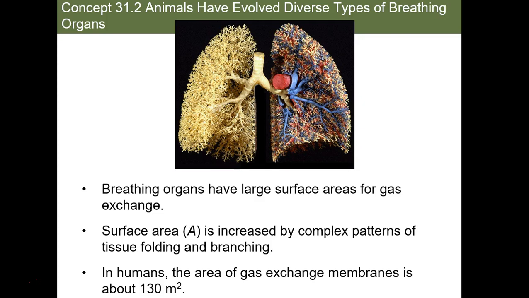Breathing organs have large surface areas for gas exchange. The surface area is increased by complex patterns of tissues folding and branching. For instance, in humans, we have about 130 square meters area of gas exchange within our lungs.